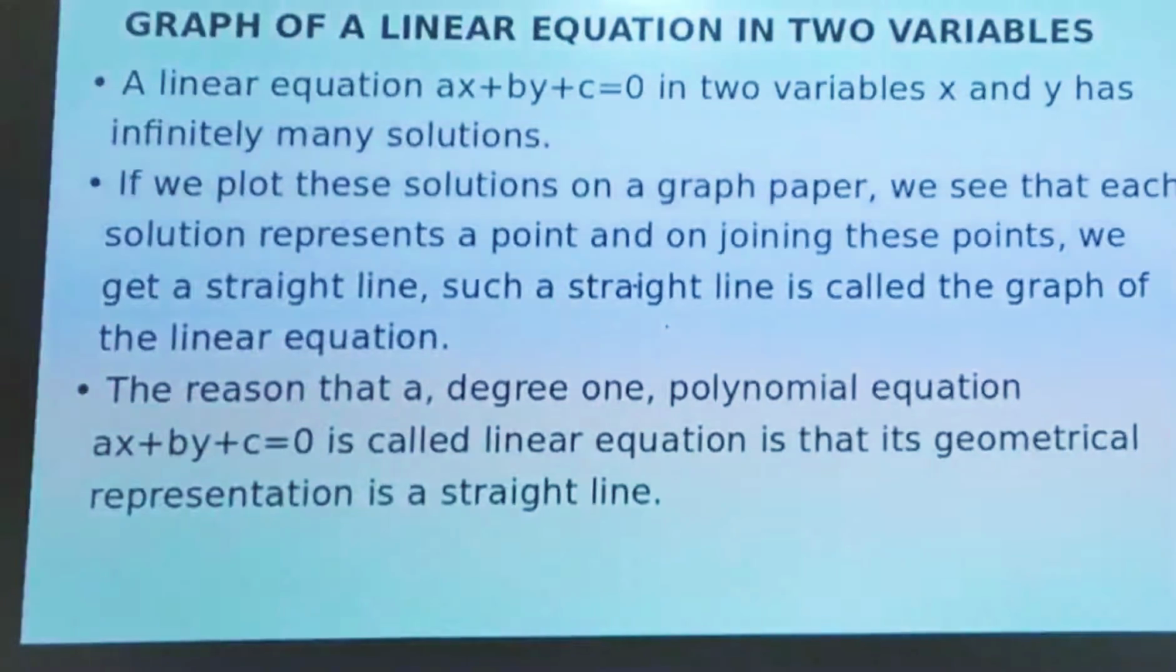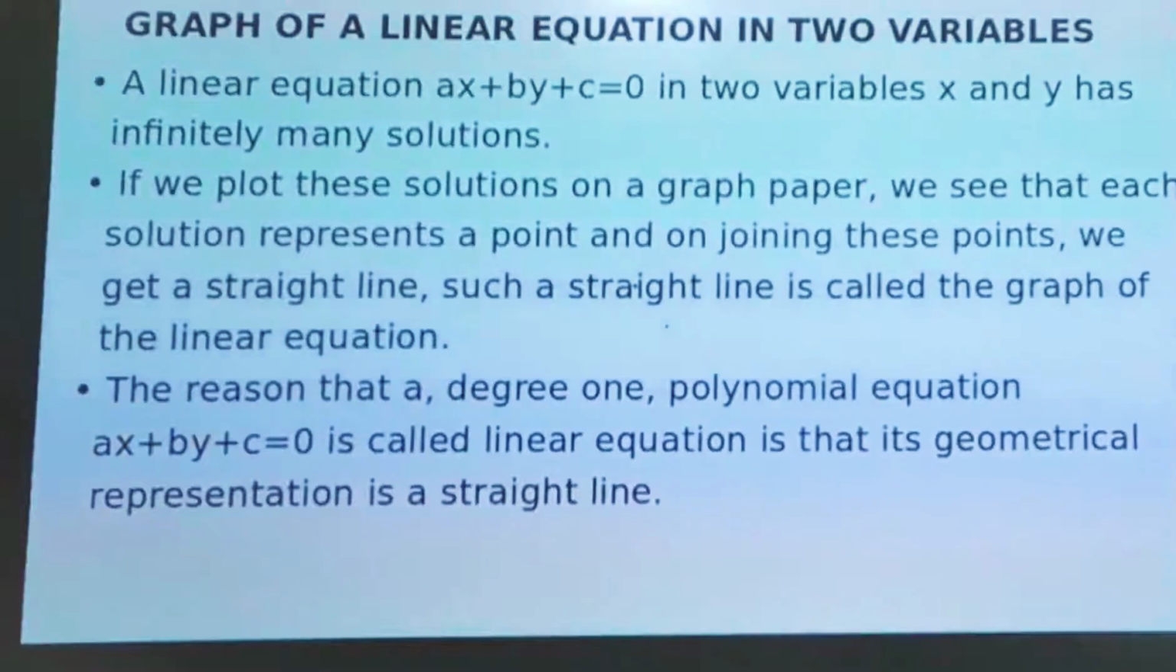The straight line which we obtain after joining the points that we plot for each solution of a given linear equation is called the graph of the linear equation. Now, the reason that a degree 1 polynomial equation ax plus by plus c equal to 0 is called a linear equation is that its geometrical representation is a straight line.